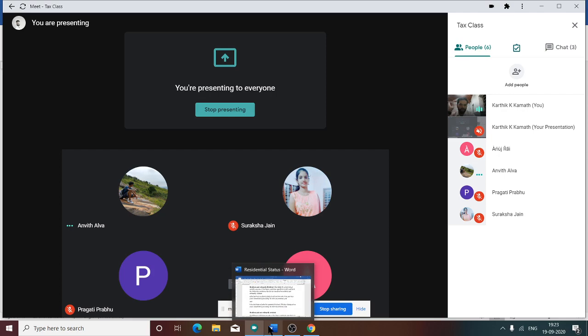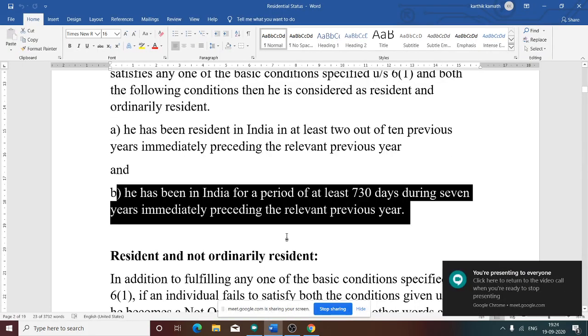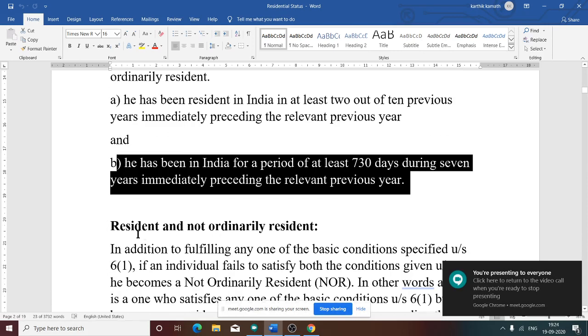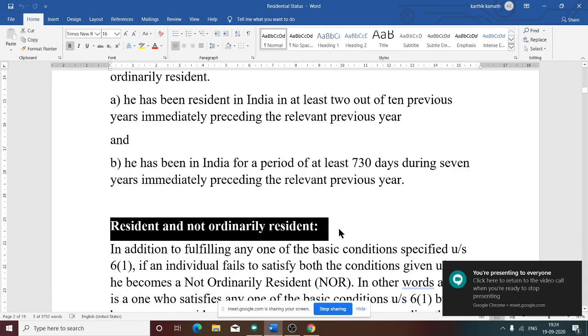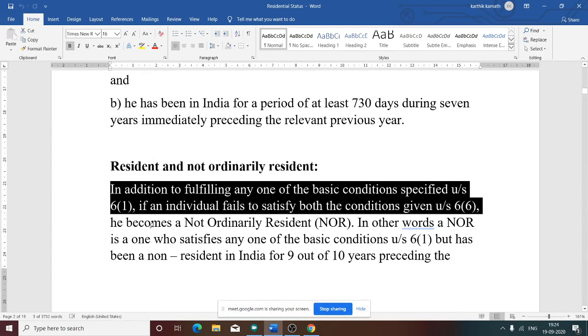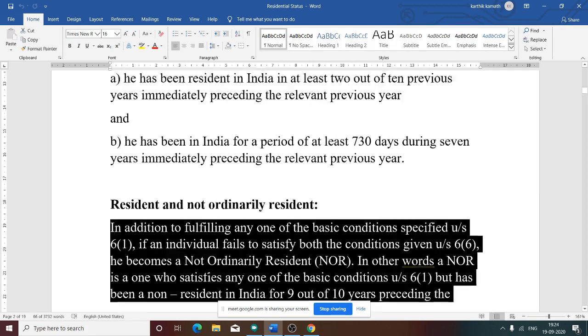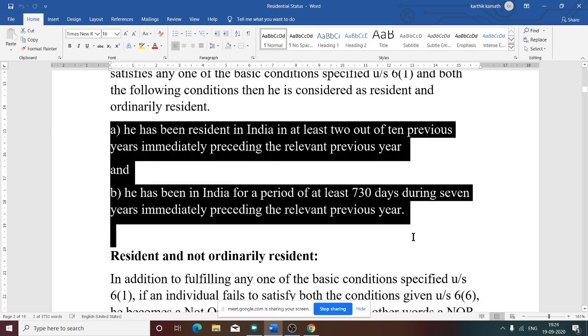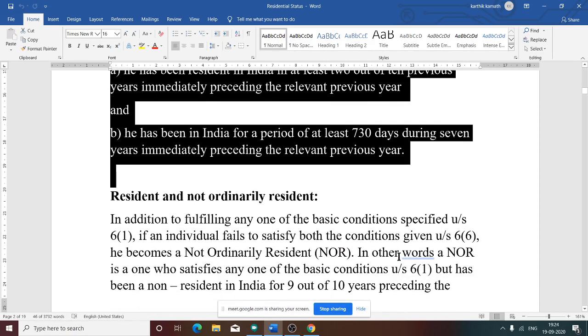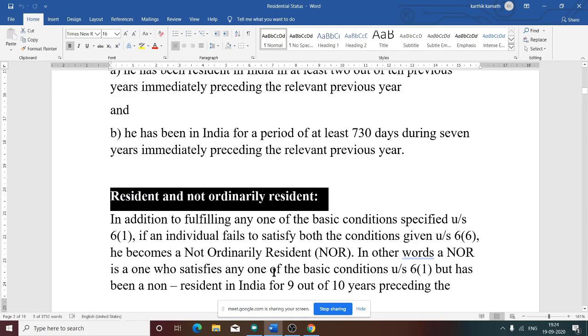Yeah. So now we discussed the additional condition and the basic condition. Next, we need to see when an individual becomes resident and not ordinarily resident. See this: in addition to fulfilling any one of the basic conditions specified under section 6 clause 1, if the individual fails to satisfy both the conditions given in section 6 clause 6, that means these two conditions, then he becomes resident and not ordinarily resident.